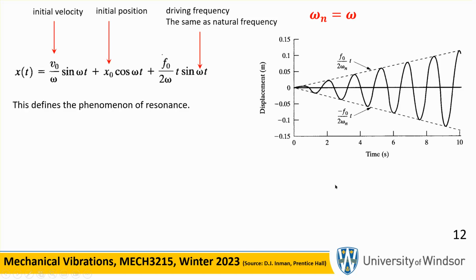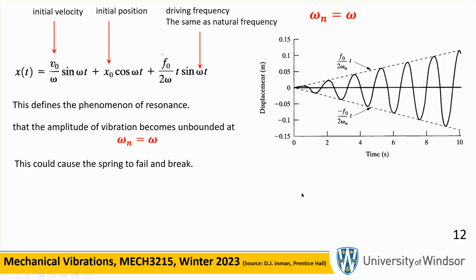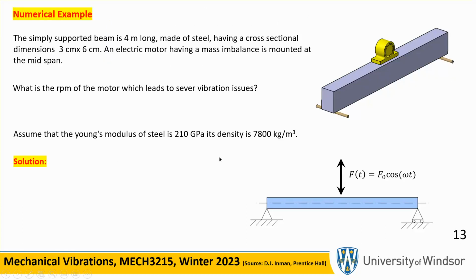Bad idea. You cannot have resonance, because you can see that as time goes on, the amplitude becomes unbounded, and in fact, it goes to infinity. I mean, physically, this can't happen because there's always damping, and that damping will dramatically change the problem, as you will see. So the amplitude of vibration becomes unbounded at omega equal to omega n, and this causes failure, because when we have large amplitude, we have large stresses in your component, and that can lead to disaster. Okay, let's do some problems here.